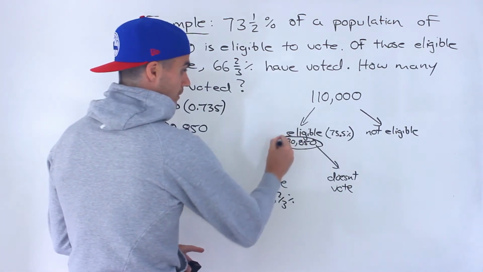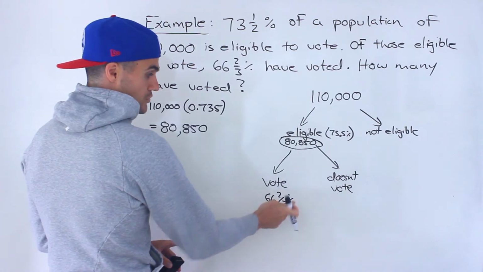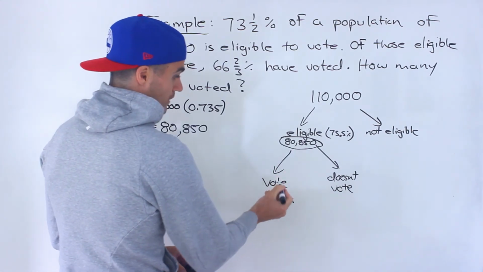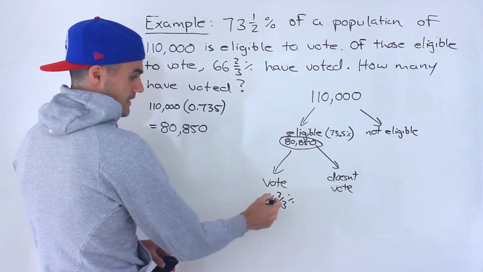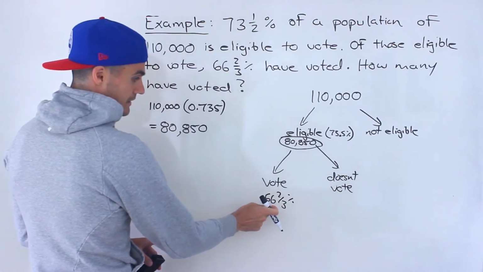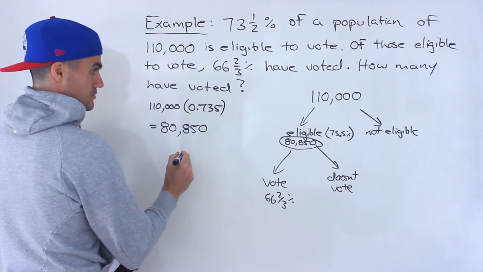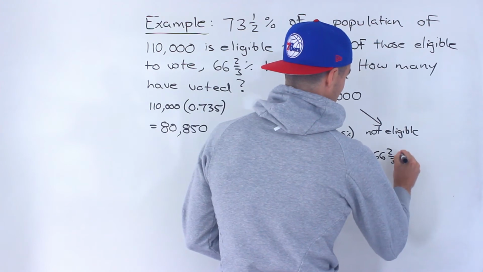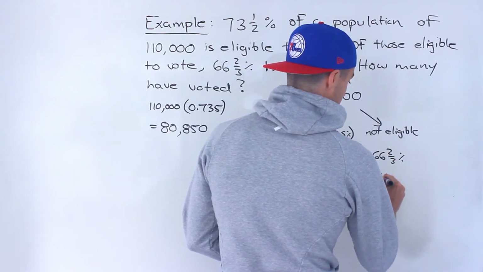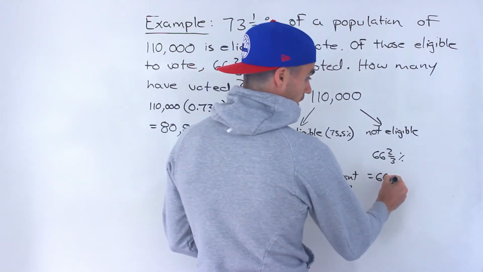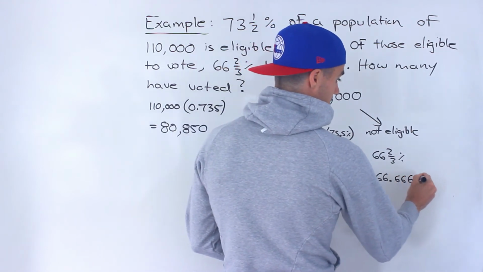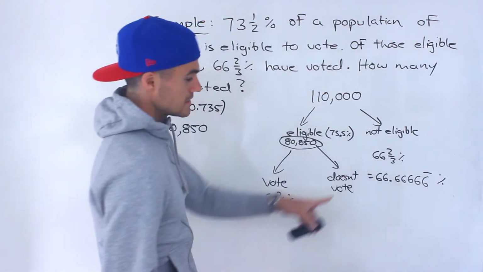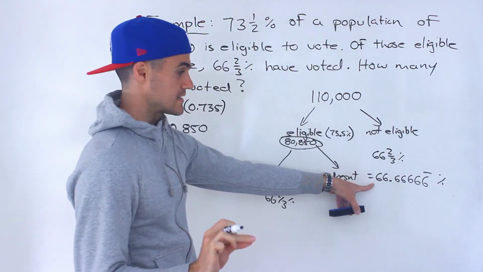And then of that number, 66 2/3% actually voted. So now don't get confused with this fraction here. Basically, just to show this on the side, let's do it over here. So 66 2/3%, that's the exact same as 66.2/3, which in decimals is basically 0.666 repeating. Right? So this and this are the exact same thing.